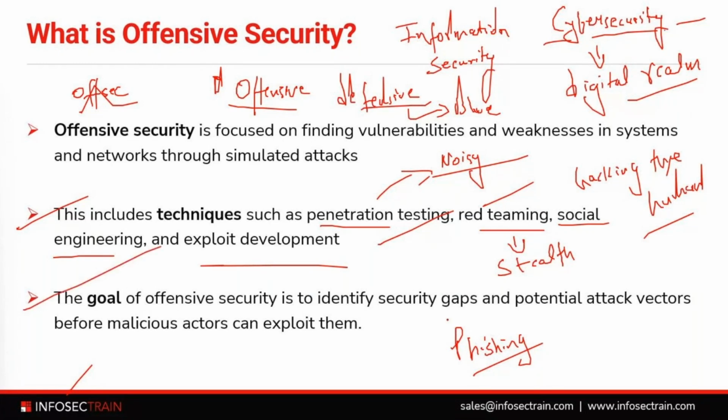Now, the goal of offensive security is to identify security gaps and potential attack vectors before malicious actors can exploit them. So that's the truth. You have to find out the vulnerabilities in your software, in your networks, in your applications, devices before anyone else can find them and exploit those vulnerabilities. Right.